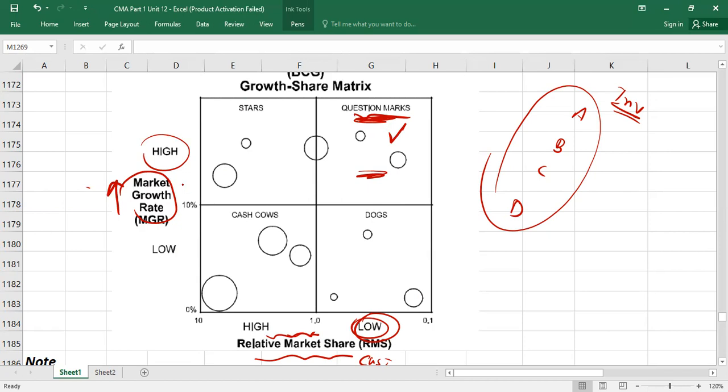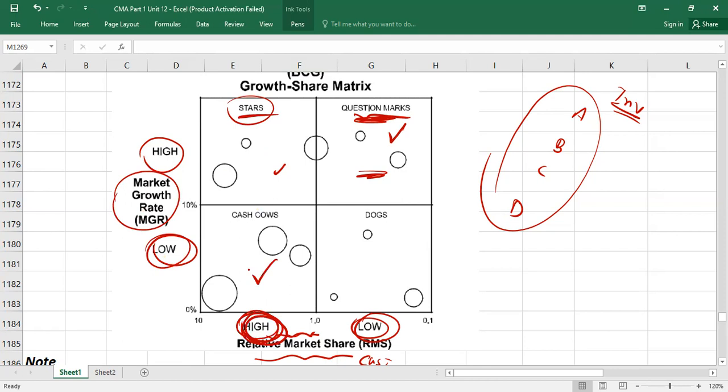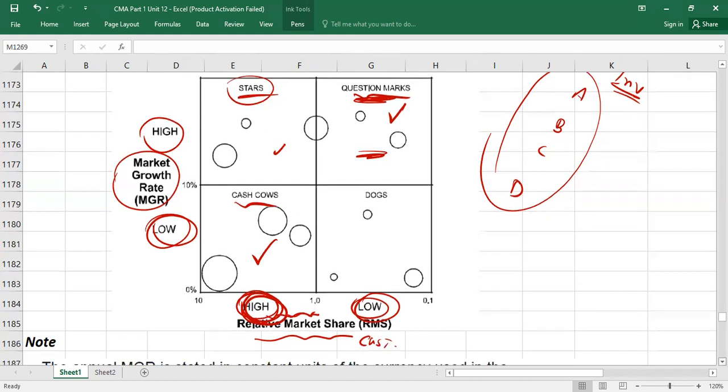Then we have stars. Stars mean what? These are those companies where market growth rate is high, so you can grow, and you have a high customer base also. Those companies are called stars. They will fall under this quadrant. But where market growth rate is low but customer base is high, then you will fall under this quadrant. These are called cash cows. We need to understand what these terminologies are. Please remember, guys.